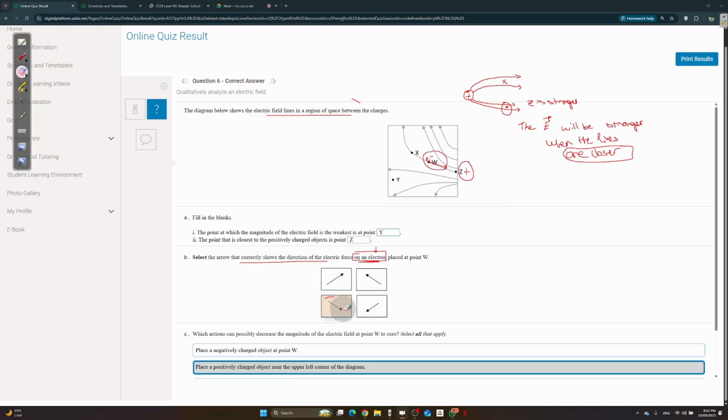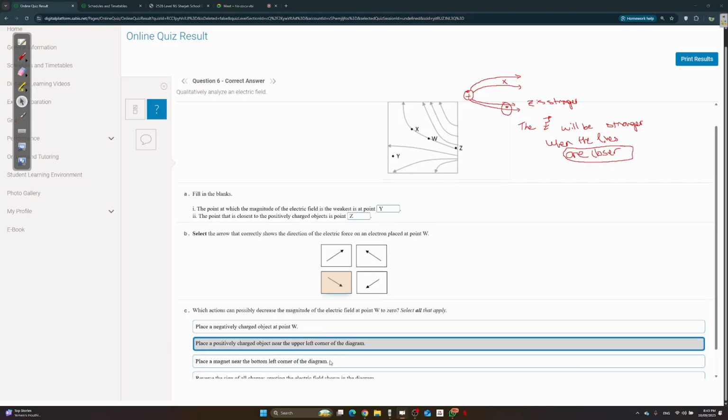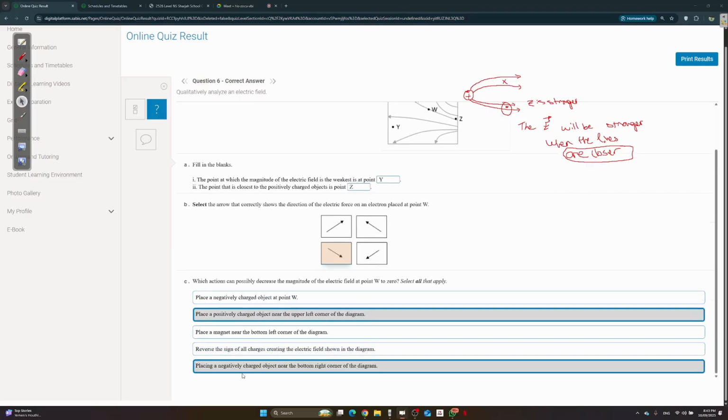Yeah. So why isn't it the one above it? Because the electric field is going down. Perfect. Which actions can possibly decrease the magnitude of the electric field at point W? Let's take a look. Place a negatively charged object at point W. Place a positively charged object near the upper left corner of the diagram. Place a negatively charged object near the bottom right corner of the diagram.